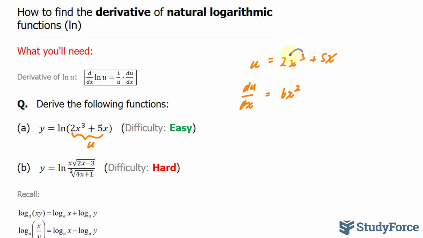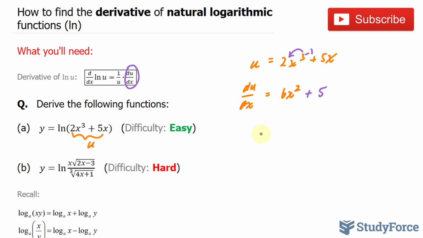I brought this 3 down. 2 times 3 is 6. x to the power of 3 minus 1, which is x^2, plus 5. The power rule was used for both of these terms. We just found this part that we need.